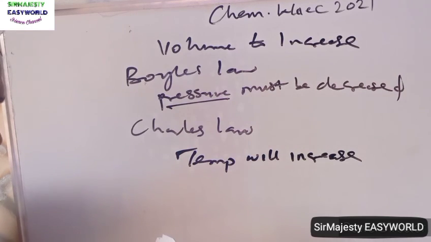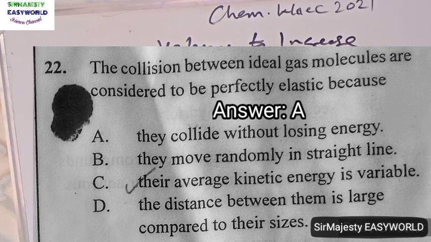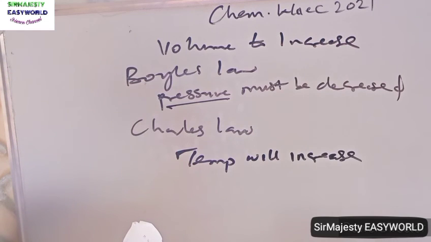Now, number 22 says the collisions between ideal gas molecules are considered to be perfectly elastic because: A, they collide without losing energy. Of course, their individual energies may change, but the sum total of their energy remains constant, which means the sum of their individual energy before and after collision remains equal. There is no energy lost on the net calculations. B, they move randomly in a straight line. Not really. C, the average kinetic energy is variable. No, the average is not variable. D, the distance between them is large. So the answer should be A.